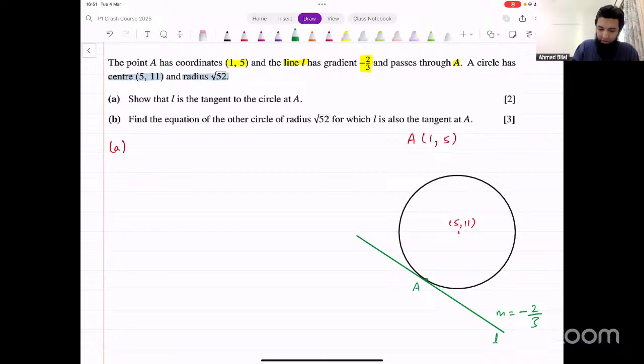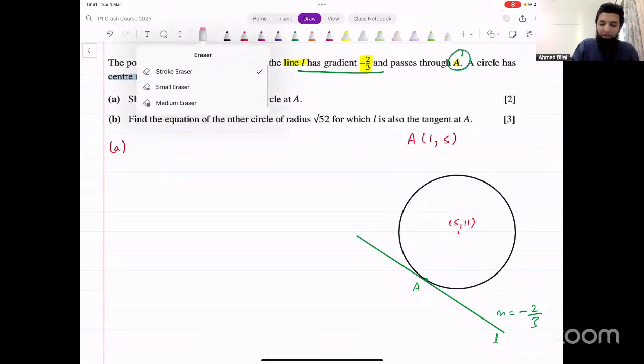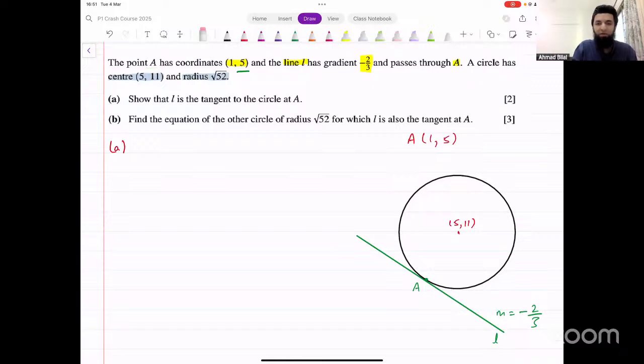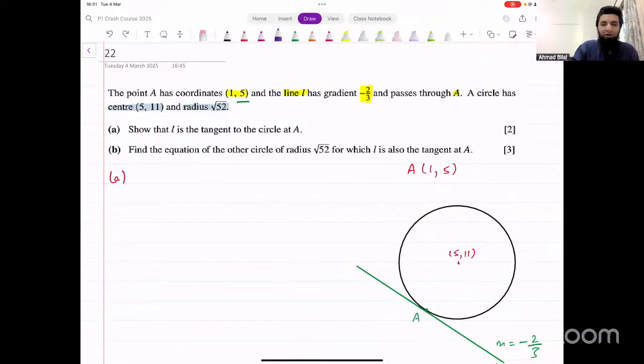They've not told us in the question. Let me look at this again. The point A has coordinates this, and line L has this gradient, and the line passes through A. So it's not given in the question that the circle passes through A. So that's one thing that we have to show, that the point A lies on the circle. Only then the line L can be tangent to the circle at the point A. So the point A has to lie on the circumference. How do you show that point A lies on the circumference? Its distance from the center of the circle should be equal to the radius, which is square root of 52. That's one way to think about this.